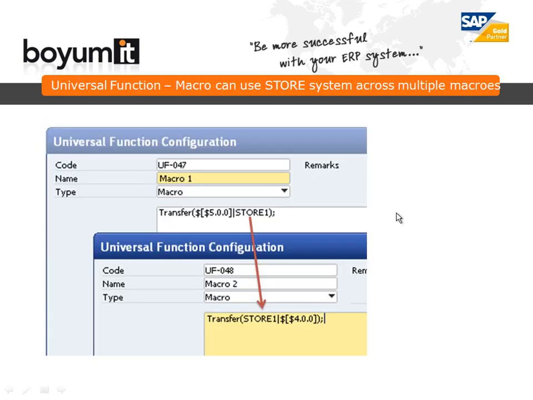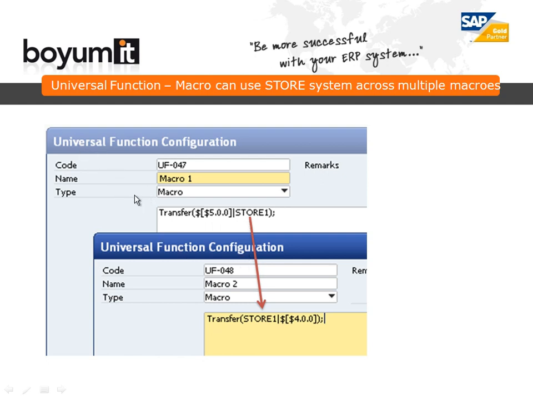Final new feature is in Universal Functions macros, where you can now use the store system across multiple macros. It's more to deal with that you have multiple macros running on different events, but in essence it will simply store what you store in these values until you either terminate usability package or you override it by running the same macro or another macro saving it to the same store.